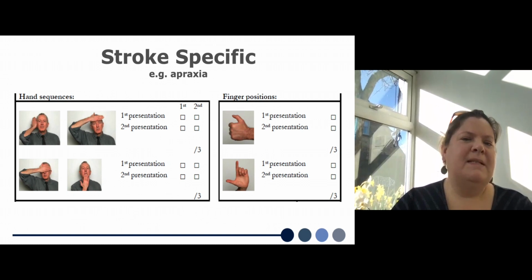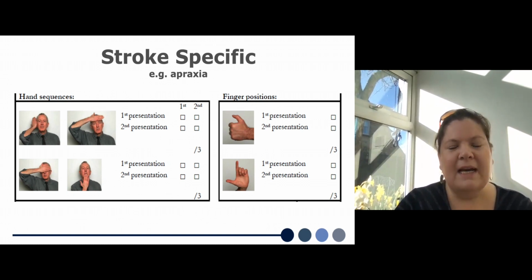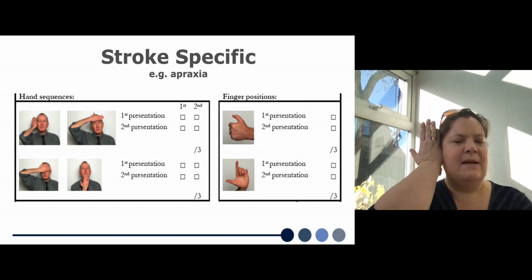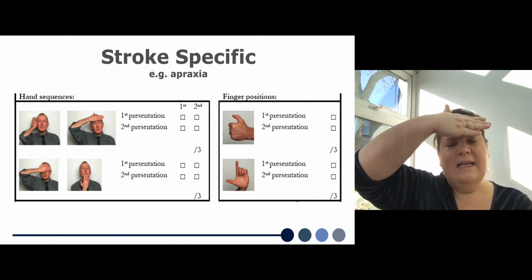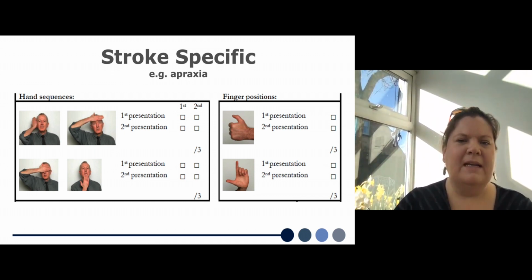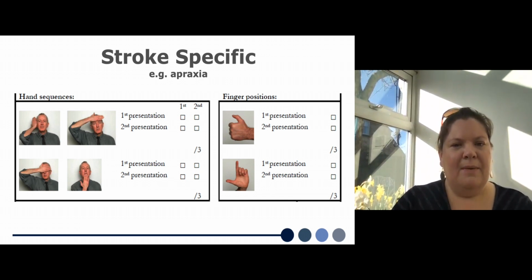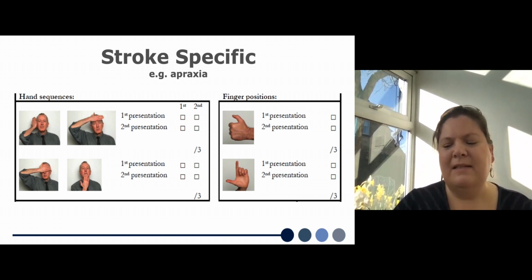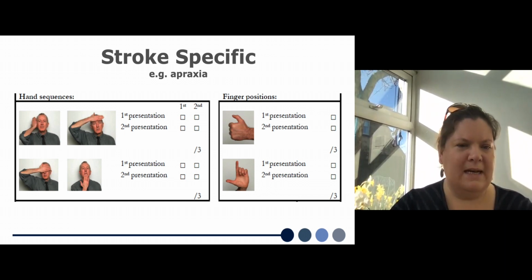Other tasks are specific to stroke, looking for apraxia in simple imitation. So there's a hand sequence, for example this, and then this, and the patient has to copy the gesture. So this is not about detecting motor weakness, this is about motor planning and understanding whether patients are able to cognitively plan specific sequences and actions in a copying task.